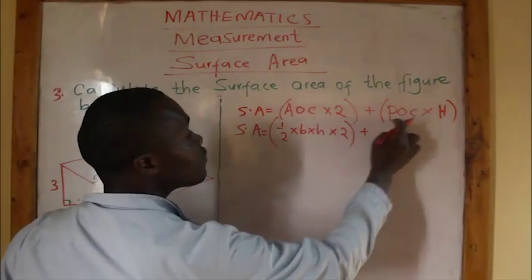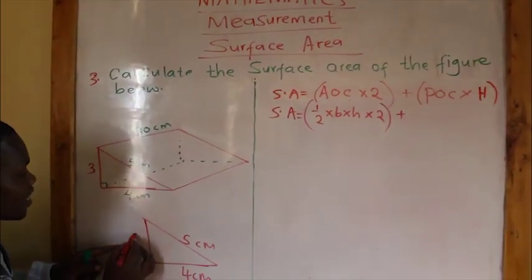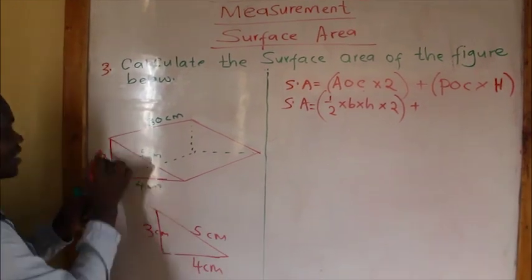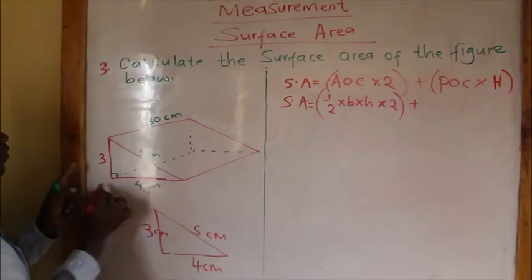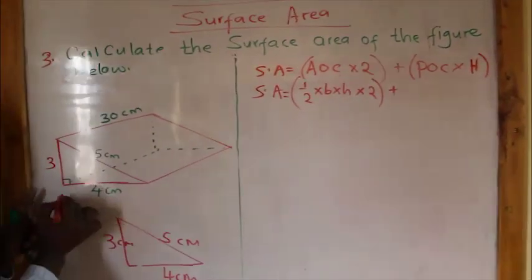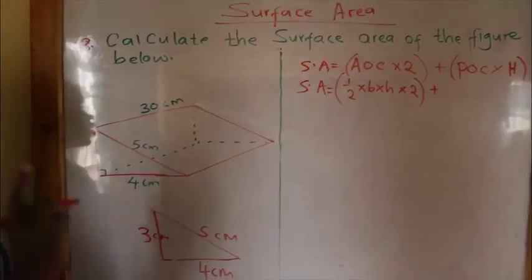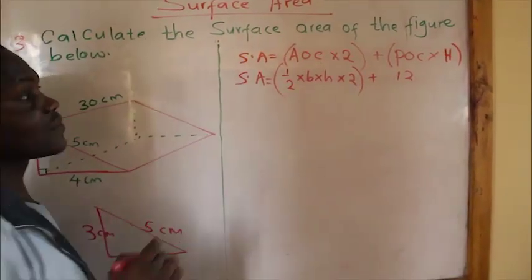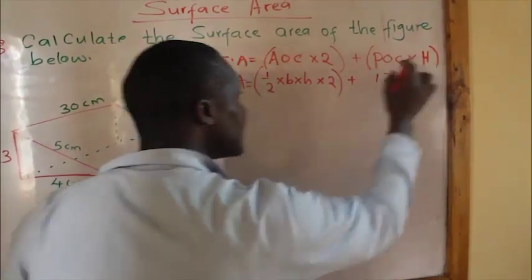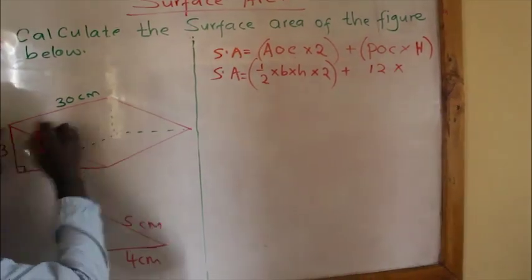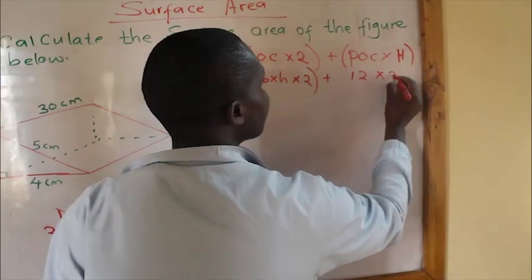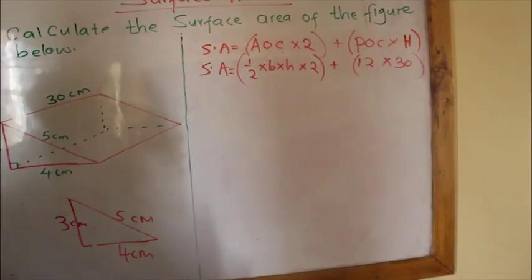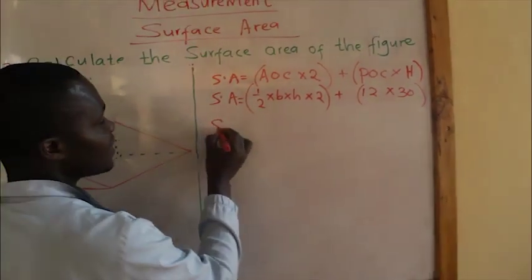Now, perimeter of the cross section. Because this side we have 3 centimeters, the perimeter will be adding round this figure: 5 plus 4 plus 3. So 5 plus 4 is 9. 9 plus 3 is 12. So the perimeter of the cross section will be 12 times the height. The height is the slanting height, that is 30. So when we work this out, we shall get our answer, our surface area.